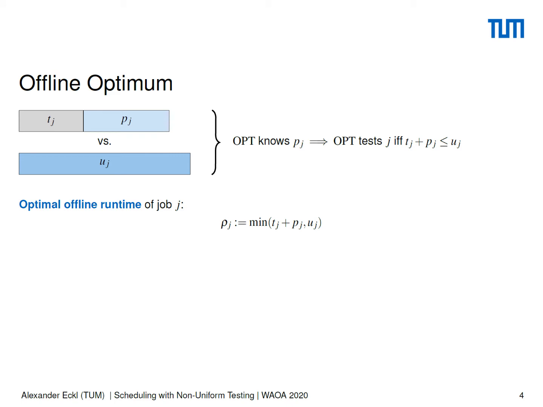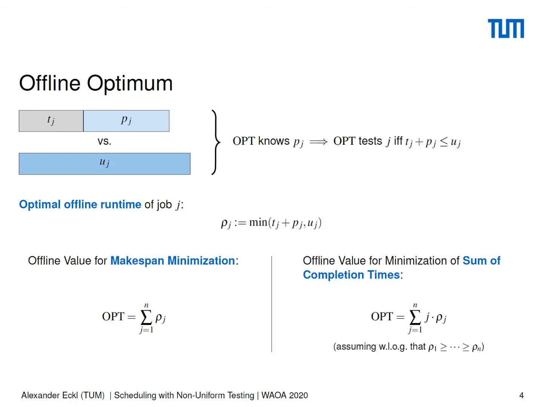Let us first consider an optimal algorithm, which has full information about all the parameters of the problem. In particular, it also knows the processing times pj of any job. Since this optimal algorithm knows the processing times, it will test a job j only if tj plus pj is actually smaller than the upper bound of the job. This then gives us an optimal offline runtime of a job, which is just rho j, the minimum of these two numbers. With this, we can compute the optimal offline values for our two objectives.